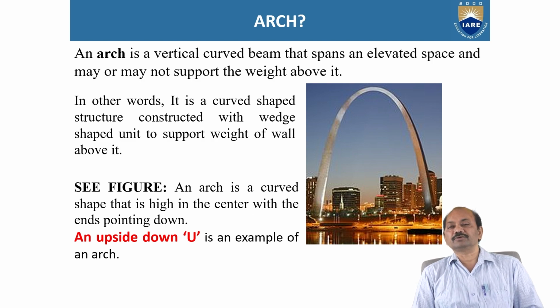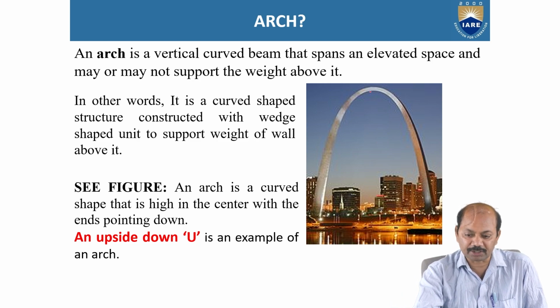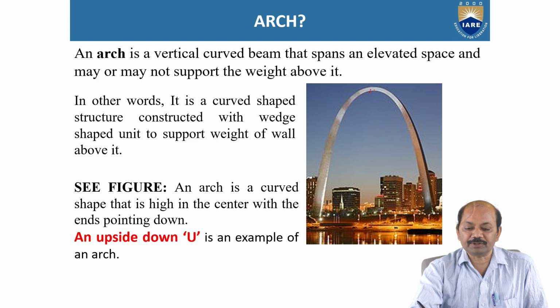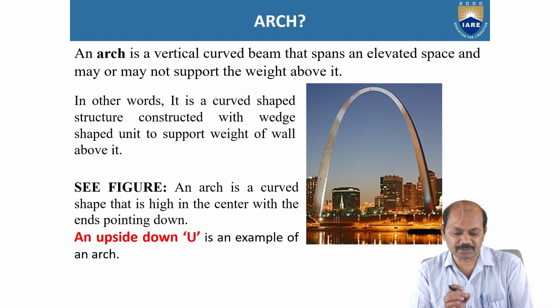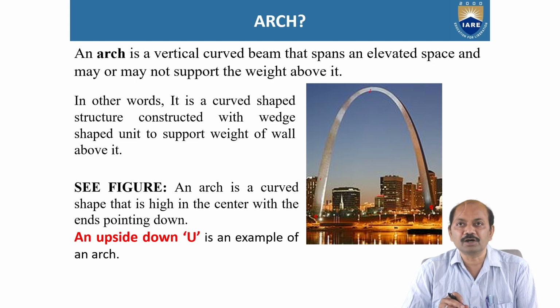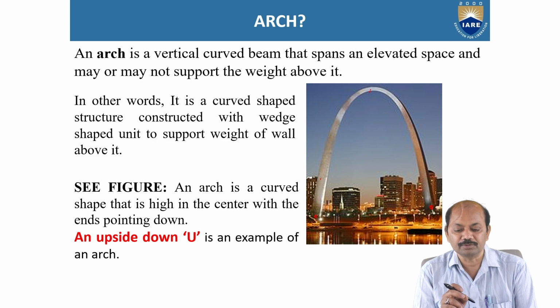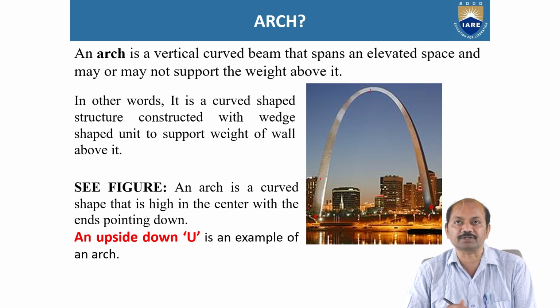See the figure now. It is of curved shape that is high in the center. This is the center, high in the center, with the ends of the arch pointing down. Okay. A very simple definition: an upside down alphabet U is an example of an arch.